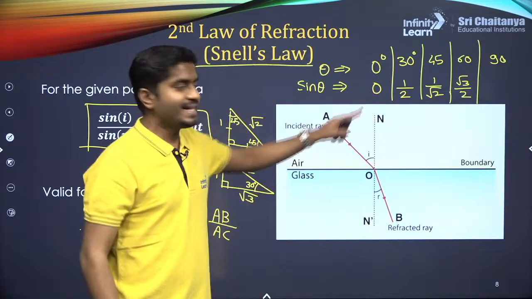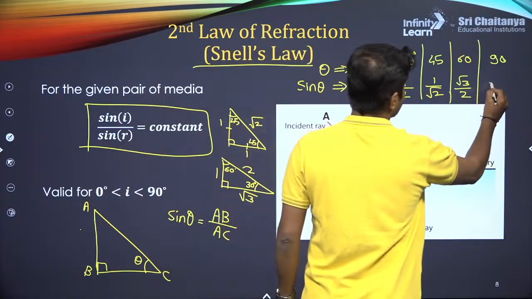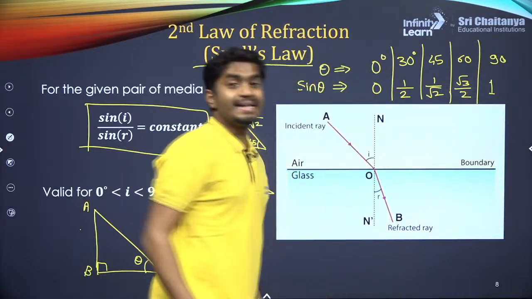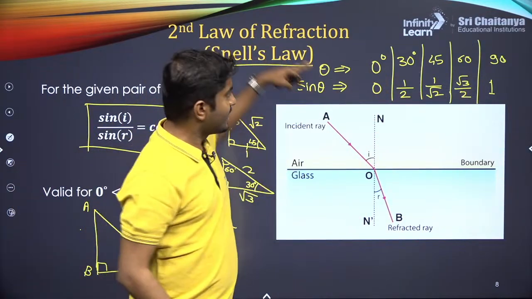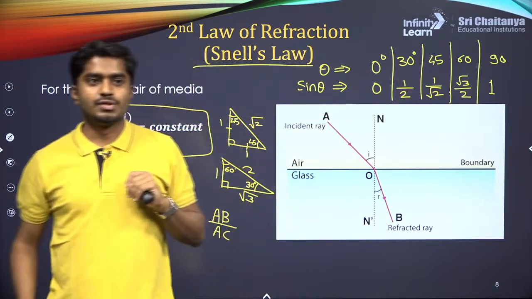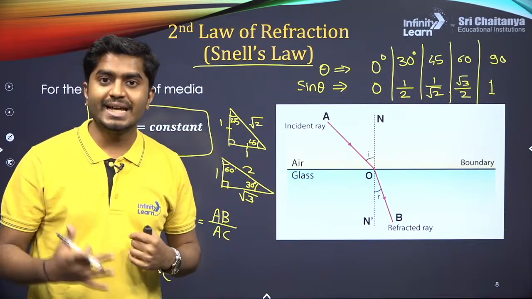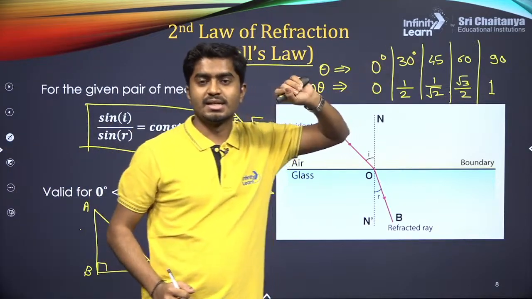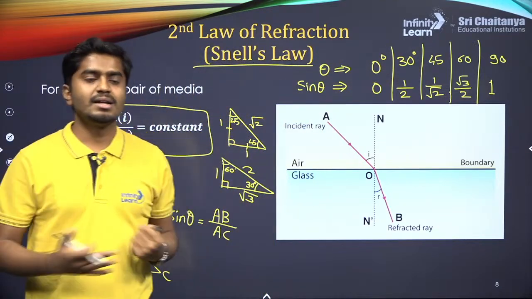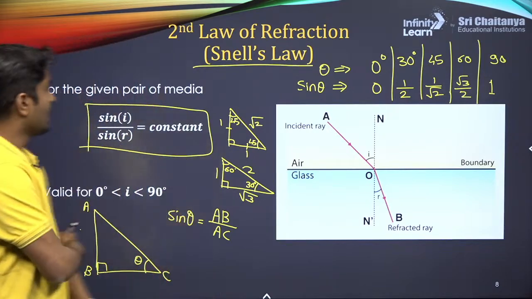And what is sin 90? Just remember this, it is 1. Later in maths, you will get detailed analysis of why they are only these values. You will learn in much detail in maths. Right now just remember this. We will use it in our numericals.